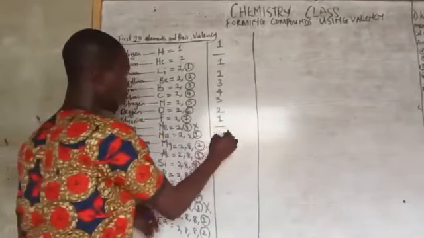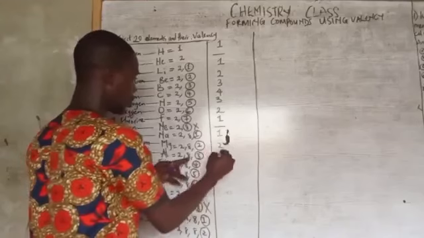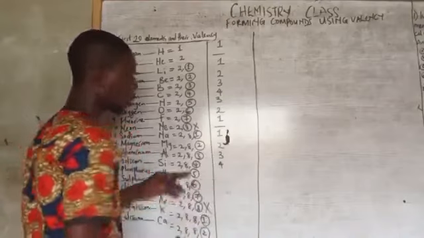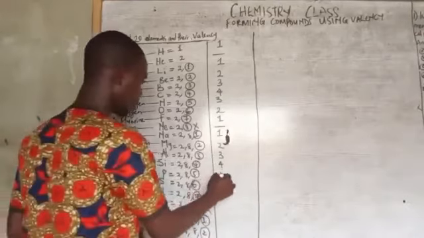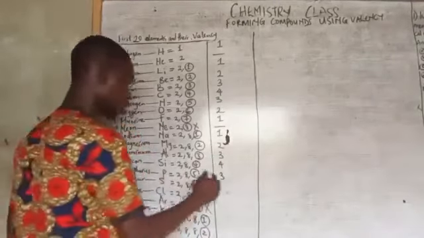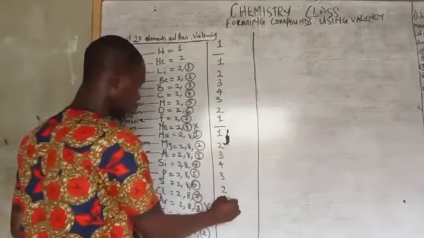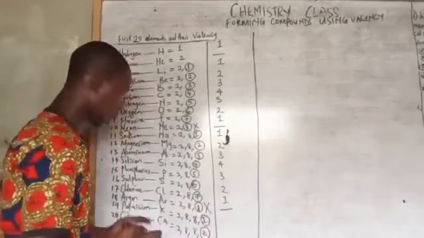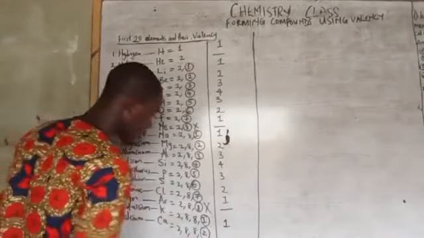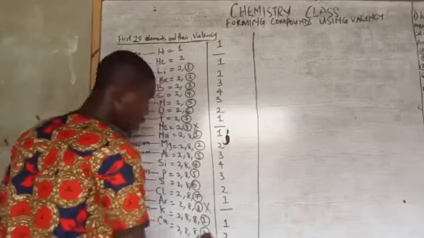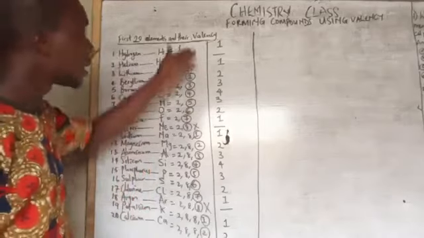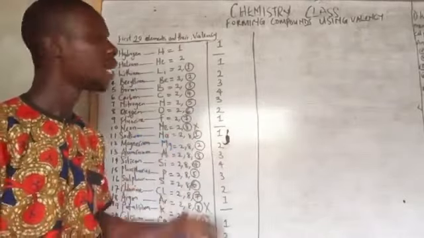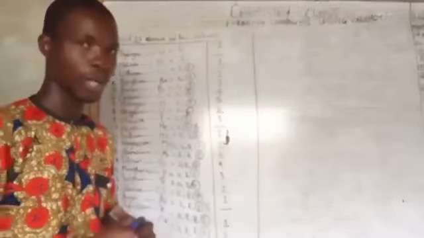Sodium, 1. Magnesium, 2. Aluminium, 3. Silicon, 4. Phosphorus, 8 minus 5, 3. Sulfur, 8 minus 6, 2. Chlorine is 1. Argon does not have valency, so it's a noble gas. Potassium is 1, and calcium is 2. This alone will help us to form any compound with their right formula.